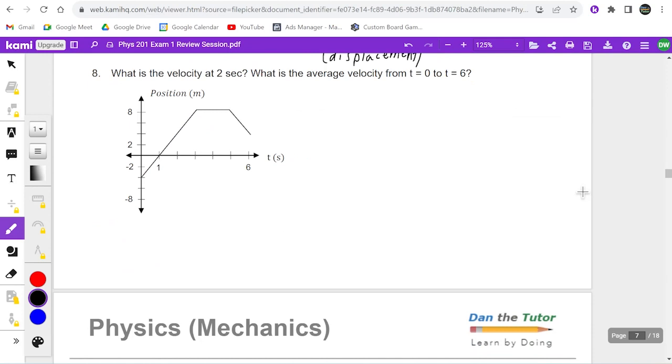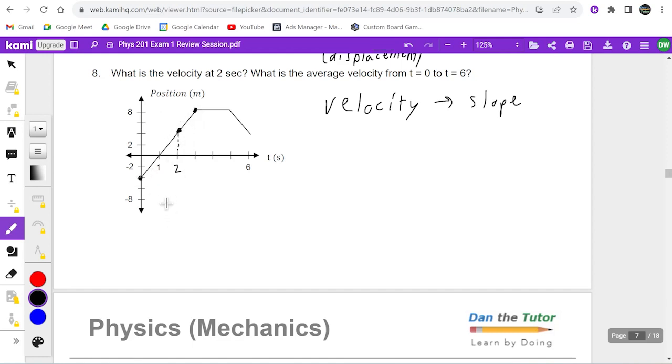Number 8, what is the velocity at 2 seconds? What is the average velocity from t equals 0 to t equals 6? So this is a position versus time graph, meaning if I want velocity, already using my notes from above, I know I'm looking for the slope of the position graph. So at 2, that's right here. Okay? And now one thing that you might make a mistake is you might try and find the slope just at that point only. Don't do that. Find the slope of the whole line. It's a whole lot easier.